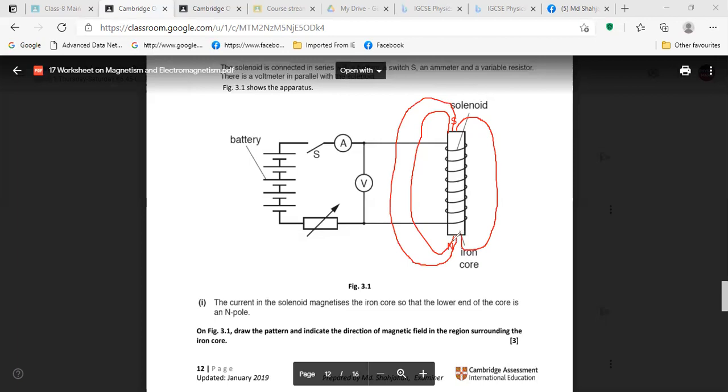So you label here north and south. Then you give field lines on both sides, minimum two.